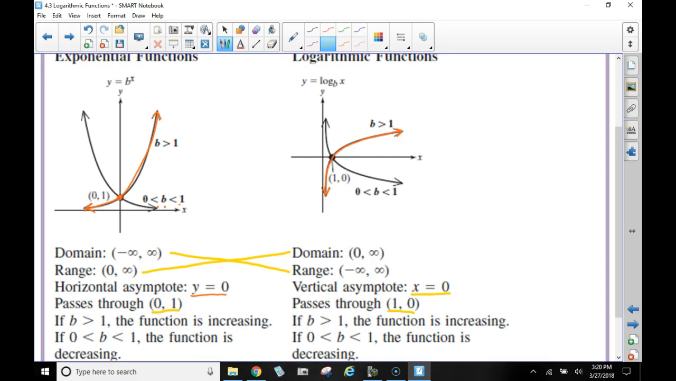But this is the same. If b is greater than 1, the function is increasing. If b is in between 0 and 1, the function is decreasing, right? Like we got going on there in pink. So those are just some of the characteristics.